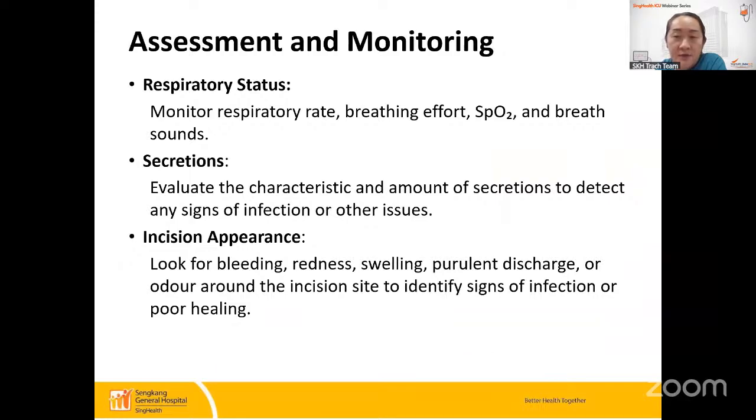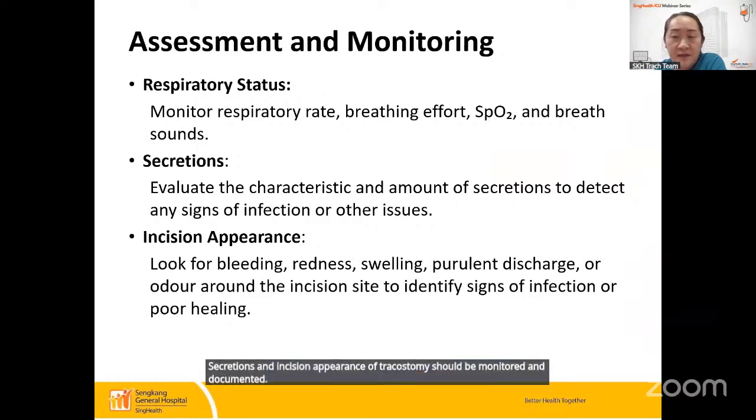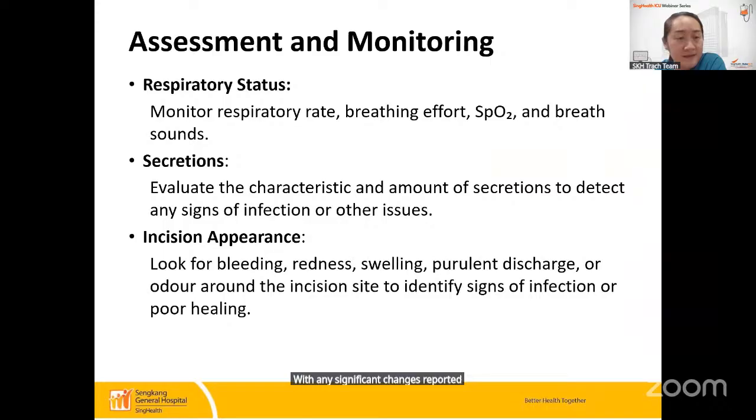For assessment and monitoring of patients with tracheostomy, the respiratory status, secretions, and incision appearance should be monitored and documented, with any significant changes reported promptly.